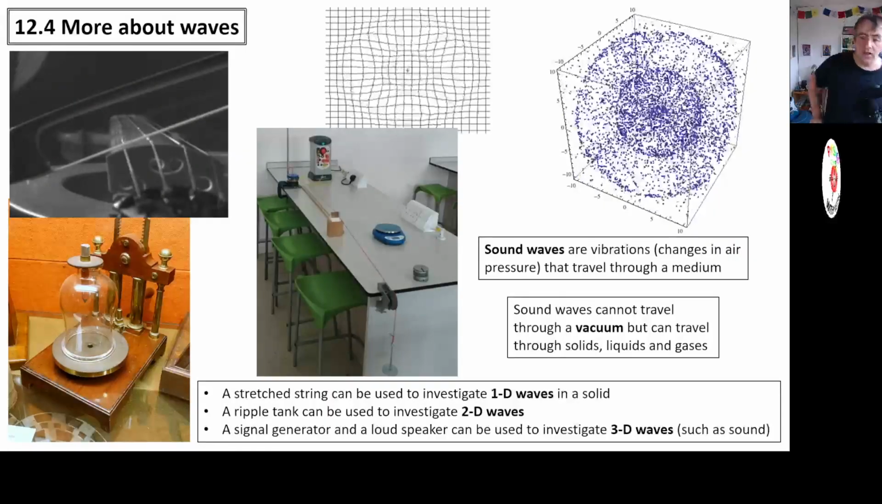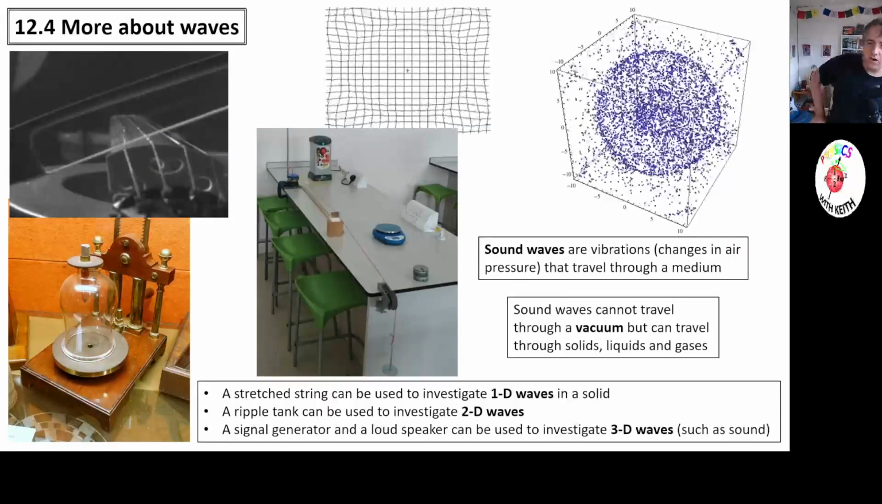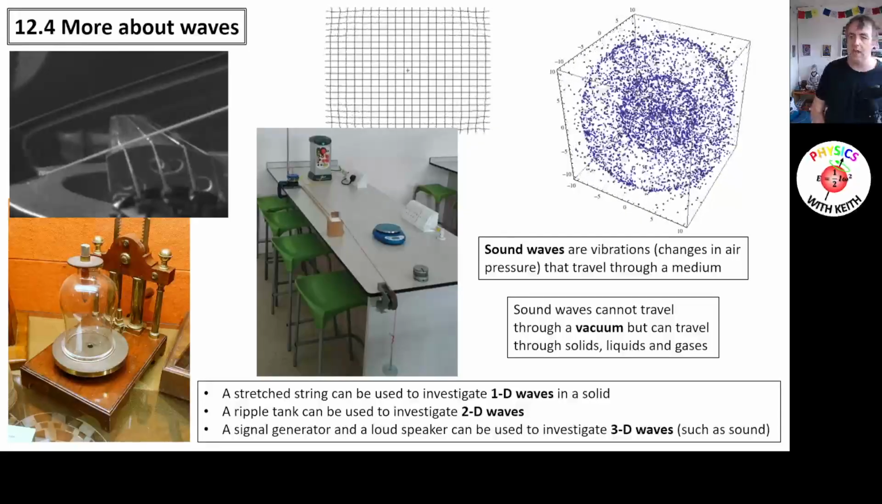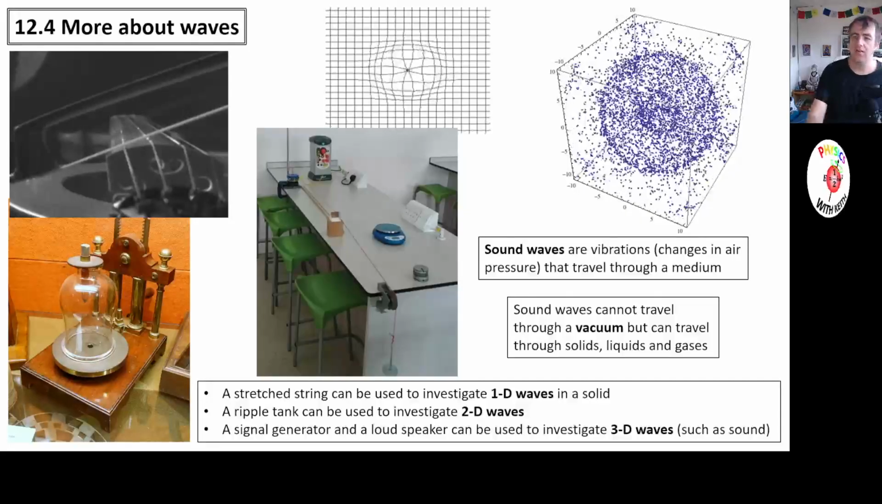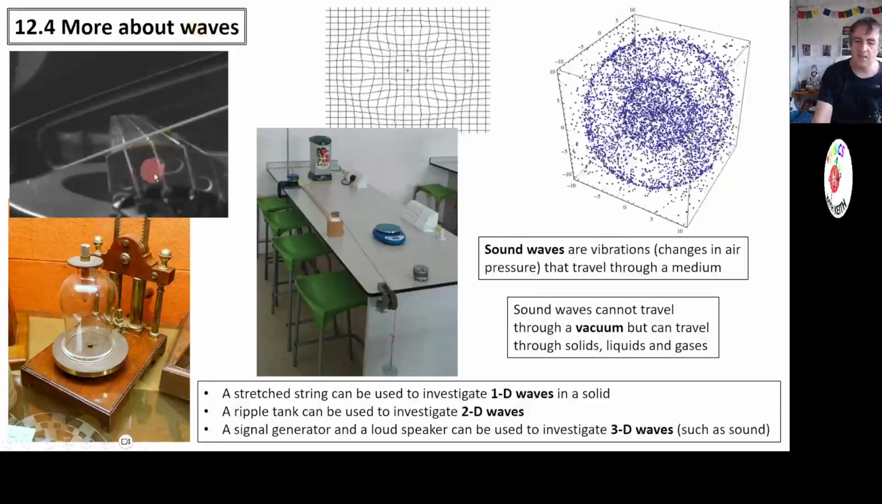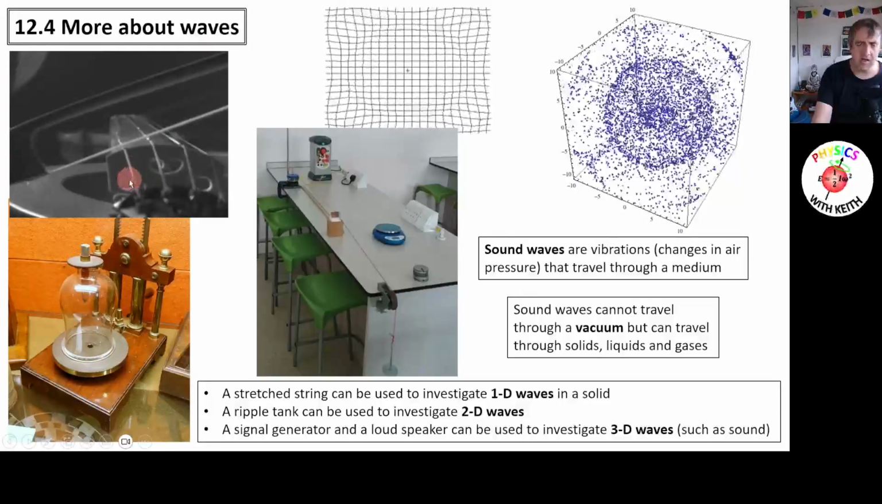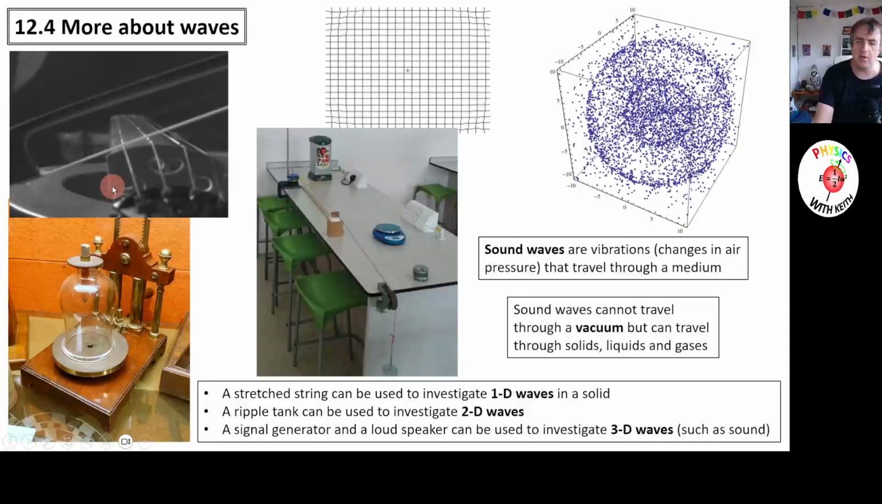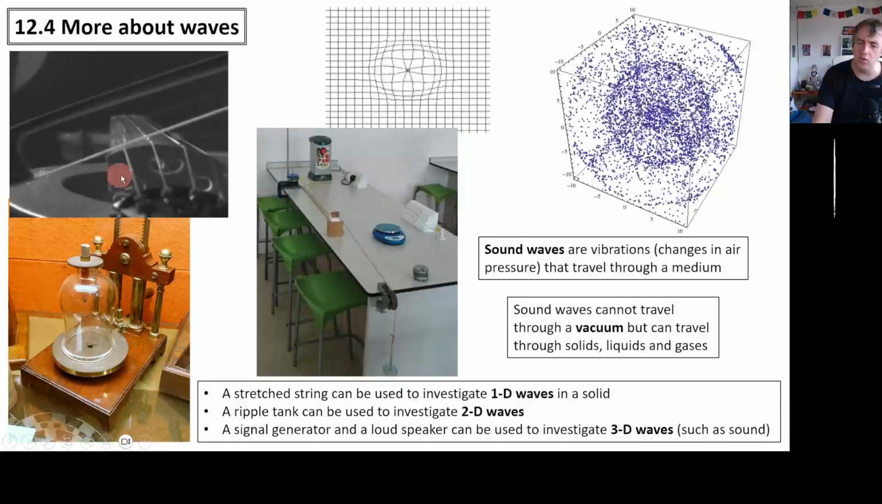So lesson 75, some more about waves. Don't know how useful this is, but here we go. This is a bowed ukulele. Some people call it a violin, but those people are losers. This is a bowed ukulele.